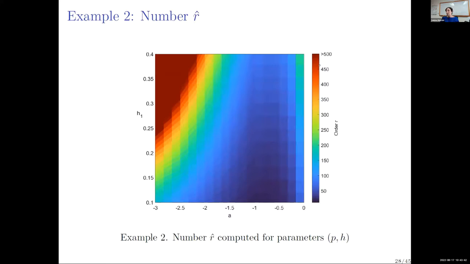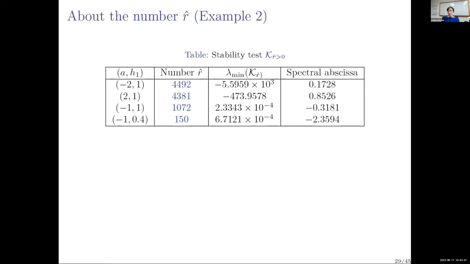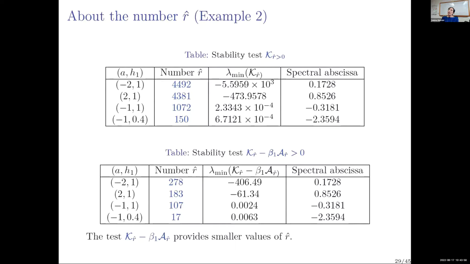And for these, the previous conditions, here are some points. And there are some improved conditions where the number R is substantially reduced, although we have to involve another matrix, which depends on the fundamental matrix. But this fundamental matrix we can compute by the step-by-step method, and we can find bounds for it.